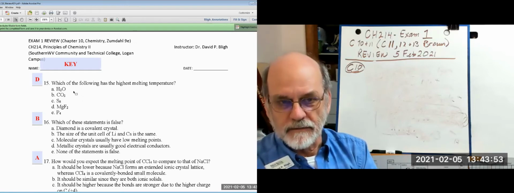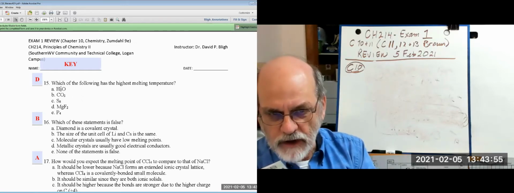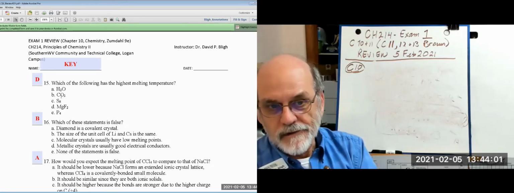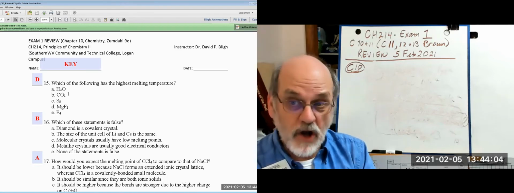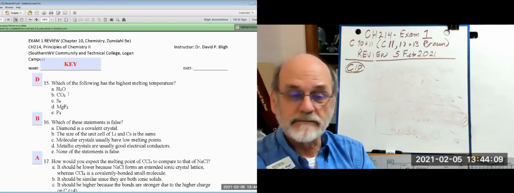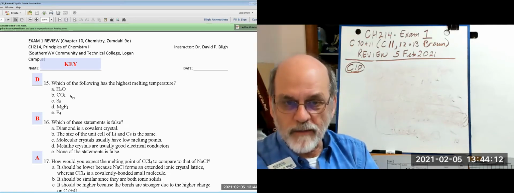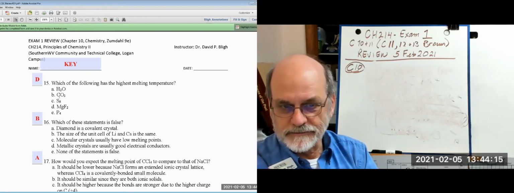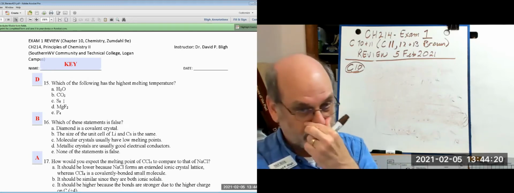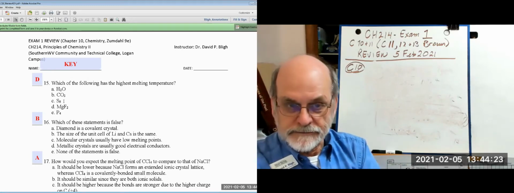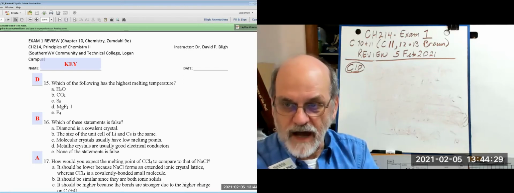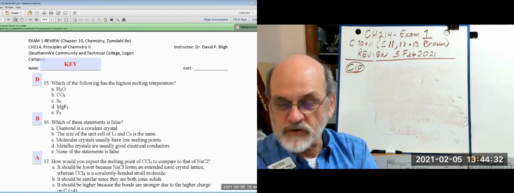So what do we have here? We've got a polar compound, which is normally liquid. CO2, which needs very, very cold temperatures to make it into a solid. Dry ice, right? So that would probably have the lowest melting temperature. It starts off as a gas. S8, that's sulfur. MgF2, that's an ionic compound with a very strong bond.